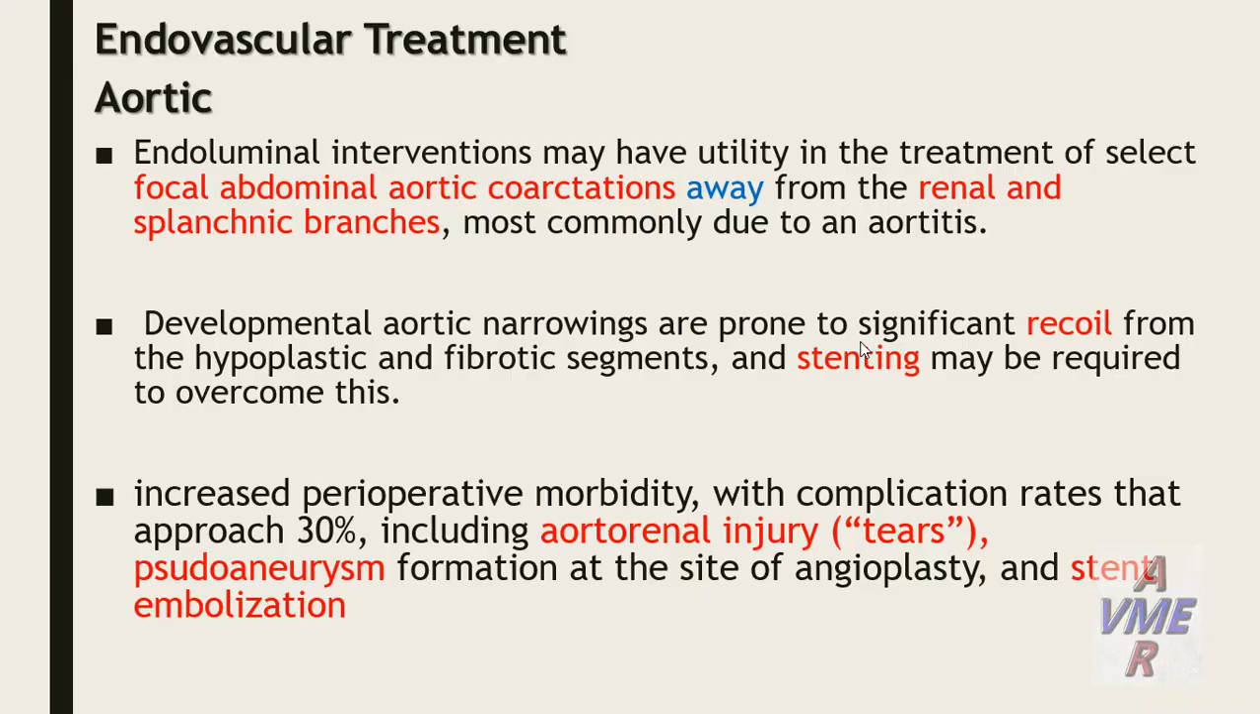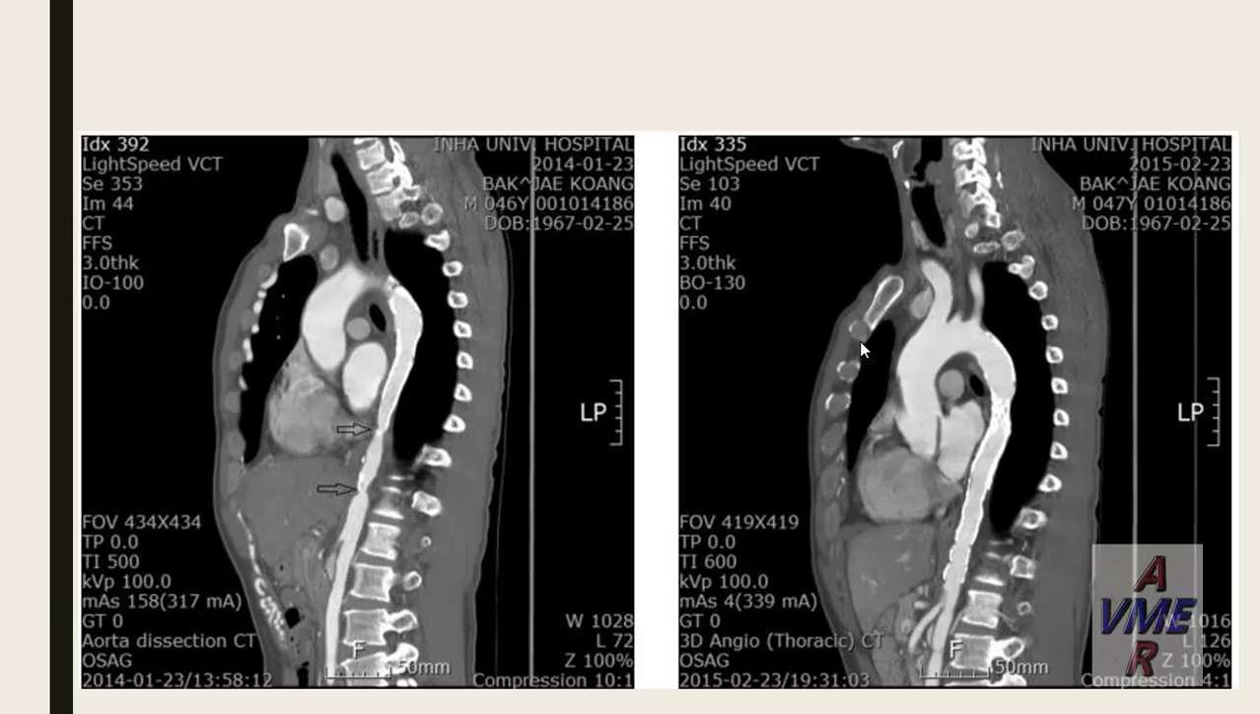So the role of endovascular management is to treat hypoplastic aortic disease when you have a limited focal lesion away from the splanchnic and renal vessels. You have a risk of significant recoil due to fibrosis and hypoplasia, and stent has a role. We have complications of endovascular management like aortorenal injury, tear, rupture, stent embolization, and pseudoaneurysm formation at the site of the angioplasty, like in the common femoral artery.